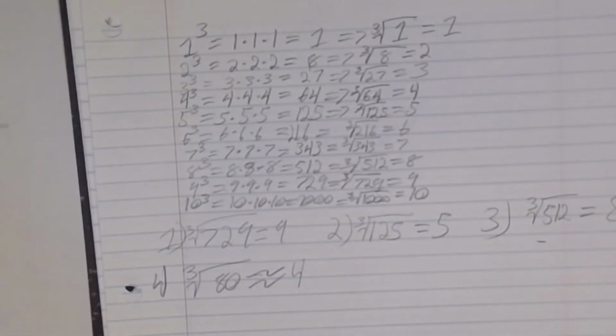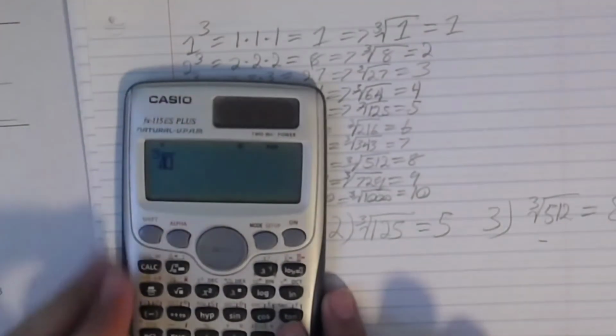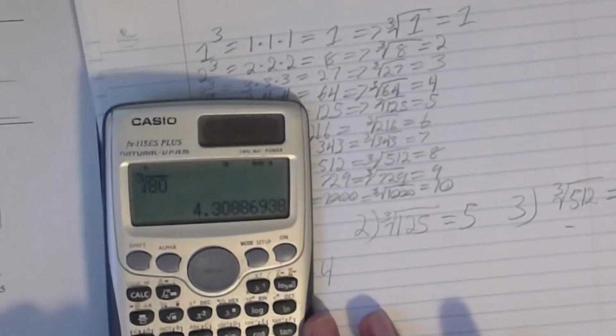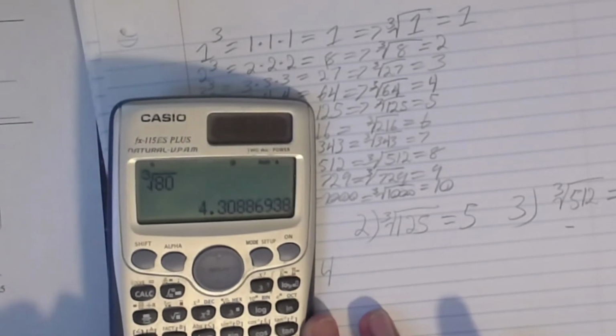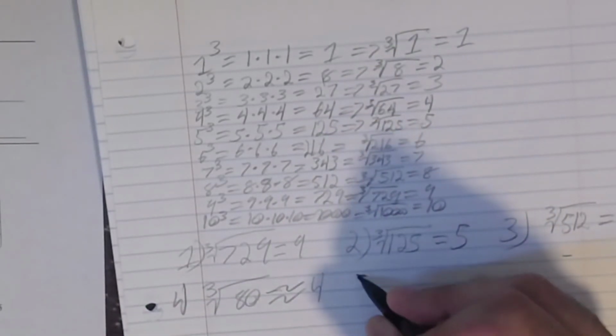Now, let me just write it down on my calculator. Let's see. The cube root, if you can see, of 80, it should be close to 4. Okay, 4.3. It's closer to 4 than it is to 5, which makes sense from our little chart.